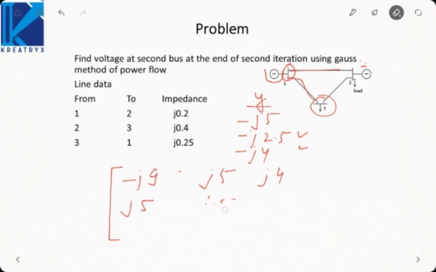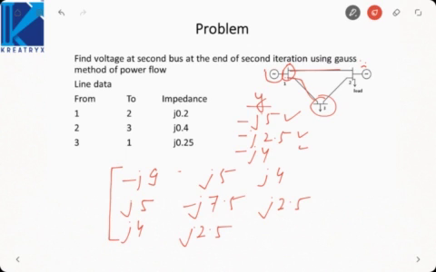In bus 2, it will be actually these two. That is minus J7.5. 2 and 3 will be 2.5. Now 3 1 will be 1 3, 3 2 will be 2 3, 3 3 will be 1 1 3 and 2 3 both, 1 3 and 2 3, that is minus J6.5. So this is my Y bus.